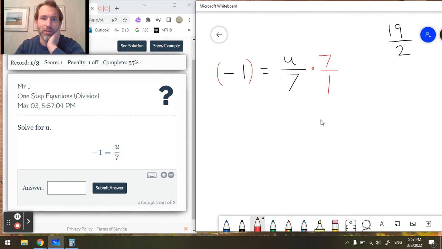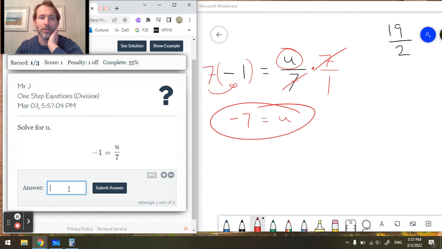And then on this side of the equation, I'm going to multiply that by 7 as well. All right, now this 7 cancels that 7. So all I have left on that side of the equation is u. 7 times -1, well, that's -7 is equal to u. There's my answer. All right, -7, enter, enter. Hooray! Let's do another one.